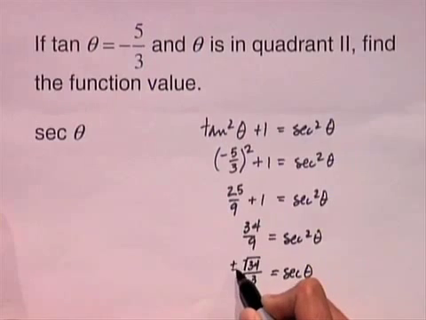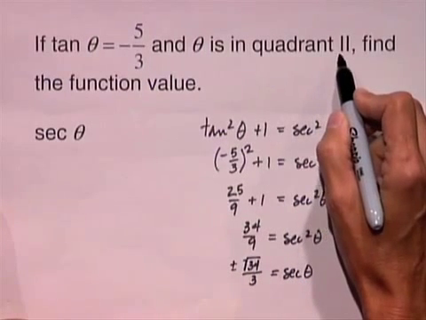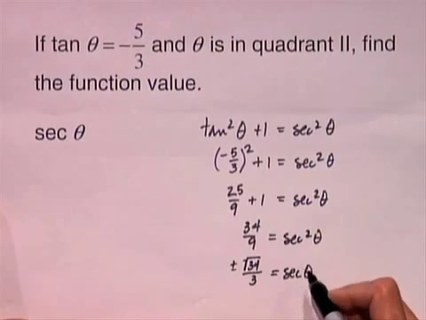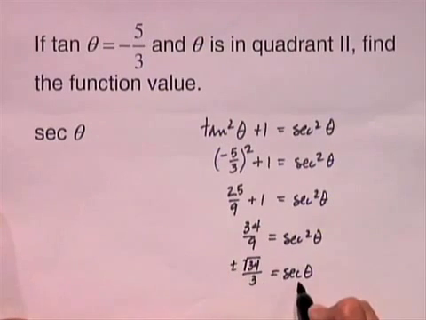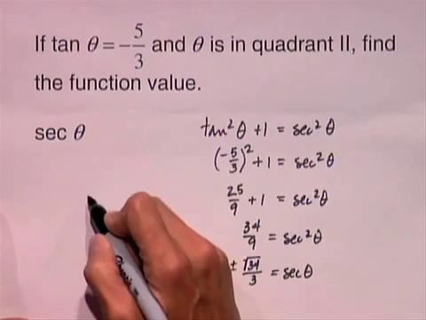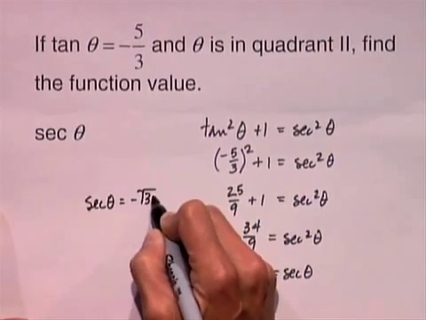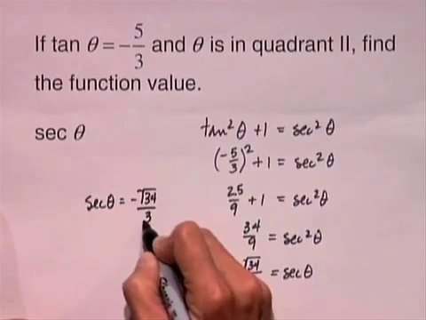Now there's two values here, but if theta is in quadrant 2, I know secant theta is going to be negative in quadrant 2. And so secant theta is negative square root 34 over 3. Well, let's continue this example.